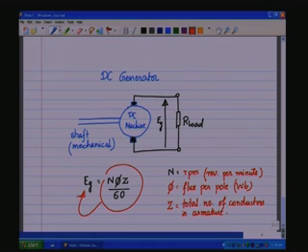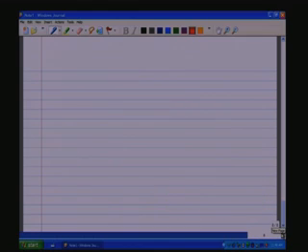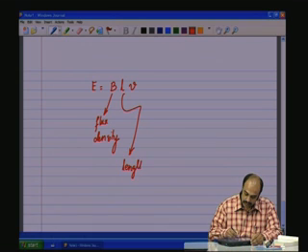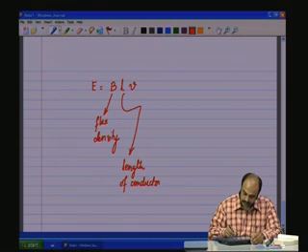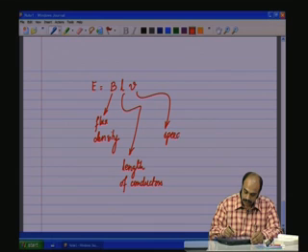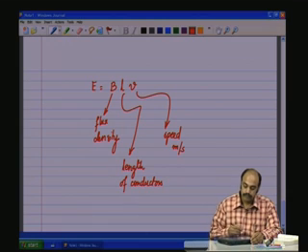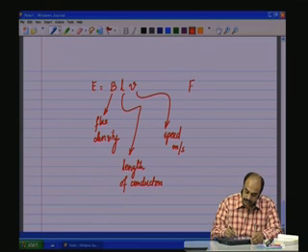So, the generated voltage E_g is actually derivable from the alternate form of Faraday's law of electromagnetics, the equation which we have been using in the DC machines, E equal to B L V, where B here is the flux density, L is the length of the conductor, and V is the speed at which the conductor is moving, and this is given in meters per second. And from this we have arrived at the induced or the generated EMF E_g, which is N phi Z by 60.